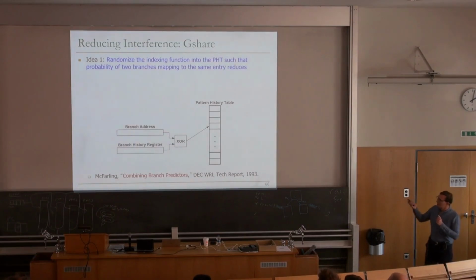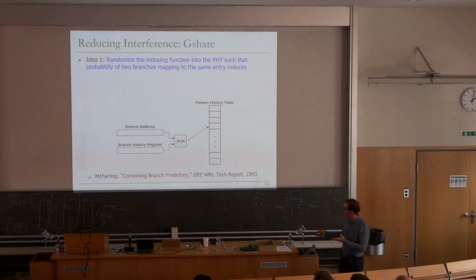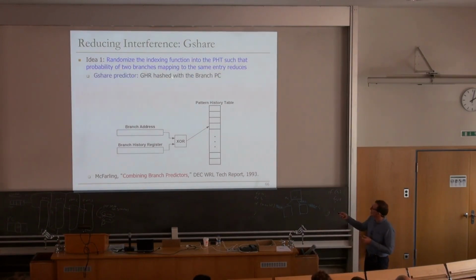Okay, so G-share, we've already seen this. Basically, randomize the indexing function into the pattern history table such that the probability of two branches mapping to the same entry reduces. You could do it in multiple ways. One way of doing it is G-share, as motivated in this paper. You basically hash the global history register with the branch PC.